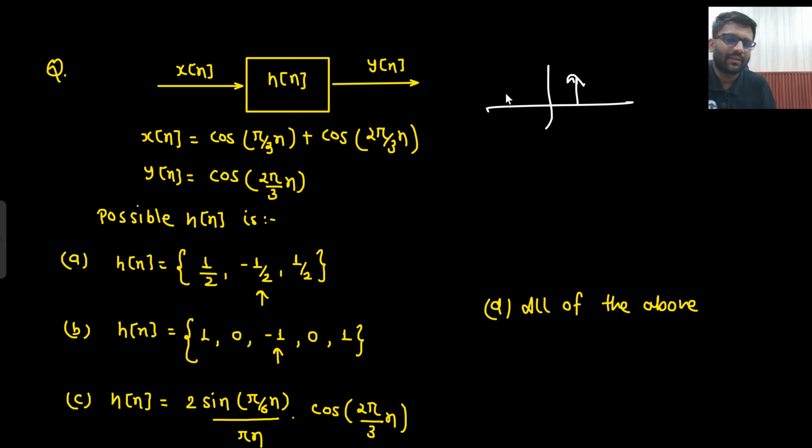You will be having an impulse at pi by 3, at minus pi by 3, at 2 pi by 3, and minus 2 pi by 3. And then the same thing will be repeated, with the center at 2 pi.